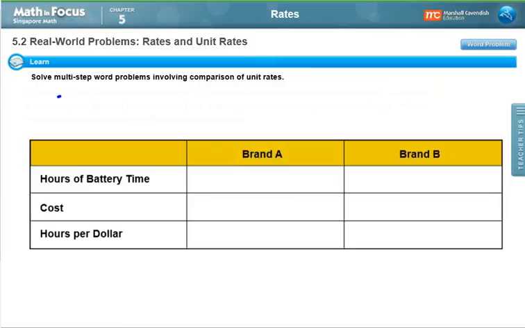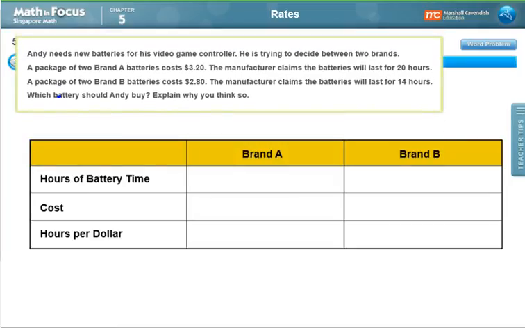Next problem, we have Andy getting new batteries for his video game controller. I'll let you read it. There's a lot of information here. But fill the information into this table to help organize all the stuff that's going on.